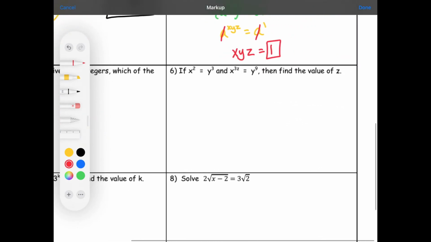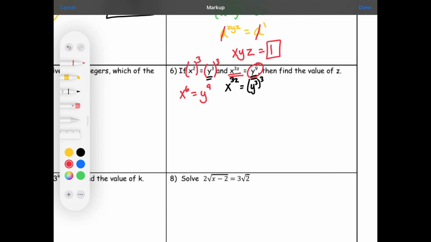This is going to be another one of those substitution type problems. So if you look, we have y to the 9th in the equation on the right. That's y to the 3rd cubed. So we can substitute that in. If we cube both sides of the first equation, we'd get x to the 6th is equal to y to the 9th. So if you know that x to the 6th equals y to the 9th, and x to the 3z equals y to the 9th, then we could set the x's equal to each other.